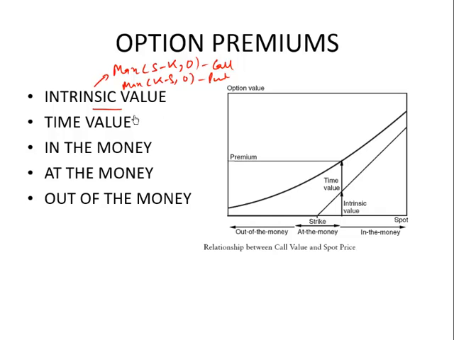The option has two values. It has an intrinsic value as well as a time value. So even if an option is out of the money today, that is, let's assume the spot price is 90 and the strike price is $100 for a call option. And the option right now is out of the money because it's still $10 until which we will exercise it. At 90 we won't exercise the option. Why will we buy at 100? We'll rather buy from the market at 90.